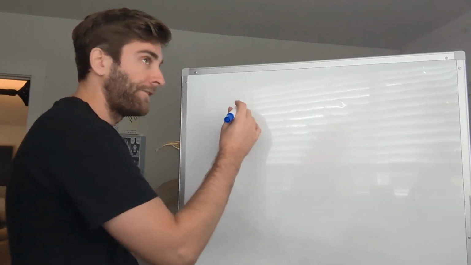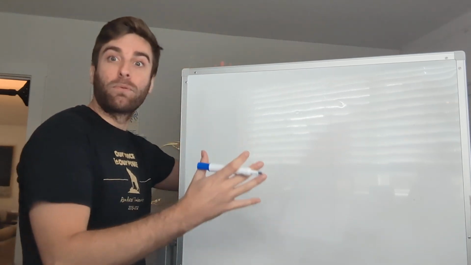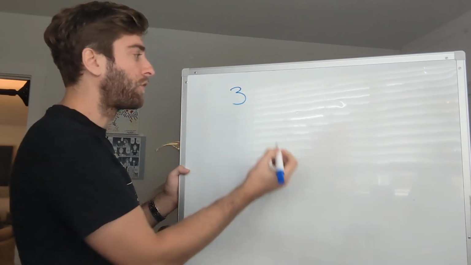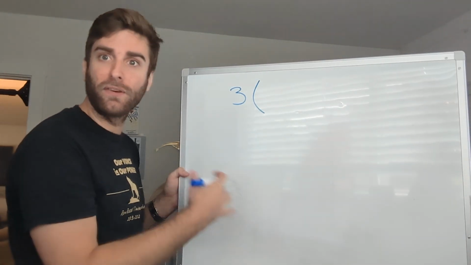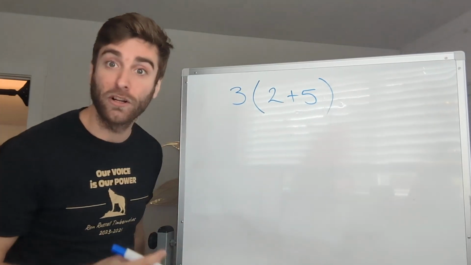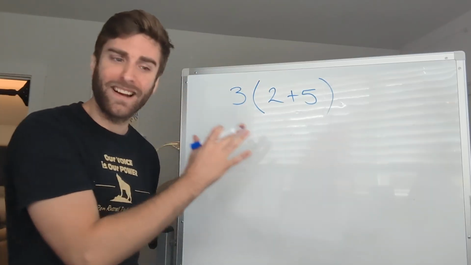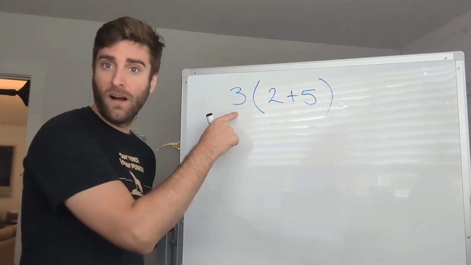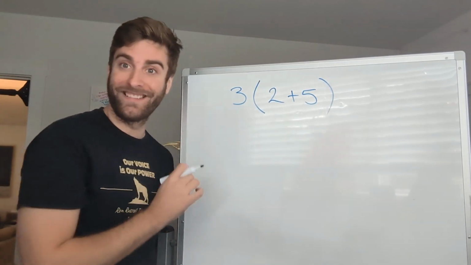Check it. Let's start at the beginning and look at what happens when we have a parentheses in a problem. So if I have 3, and then I write the parentheses next to it, and then I'm going to put something inside like 2 plus 5, and then I'm going to close my parentheses. So what this is telling us to do is 3 of this 2 plus 5. There's 3 of these, okay?